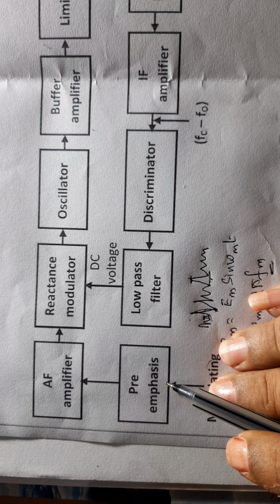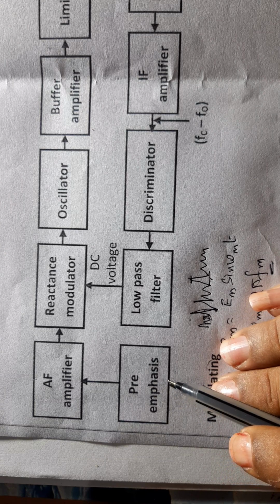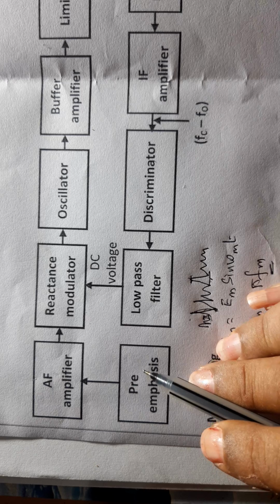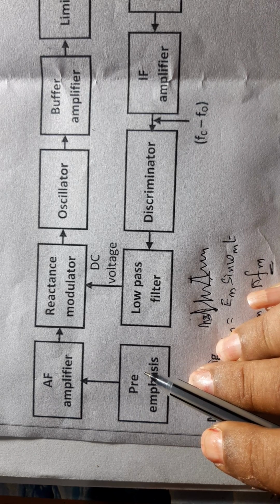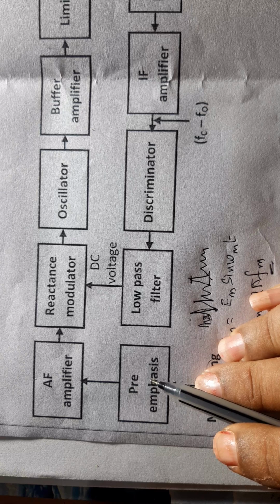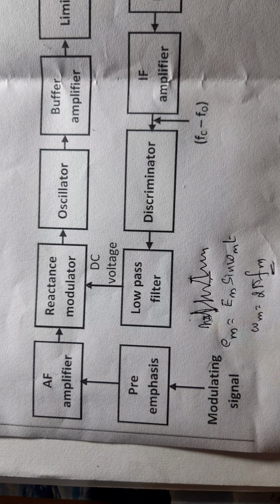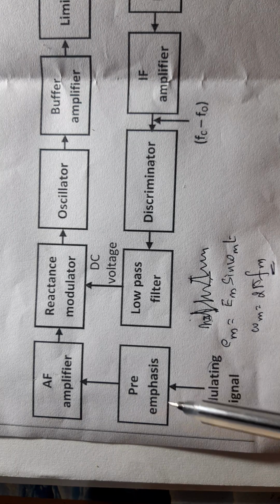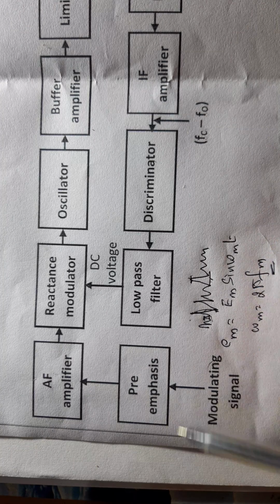It is usually a high pass filter, that is, high frequency is passed at the output, and it has high amplitude compared to low frequency signal. Low frequency signal already has high amplitude. High frequency signal has low amplitude. When it is applied to a high pass filter, high frequency will have more amplitude. I will explain later why pre-emphasis is needed.